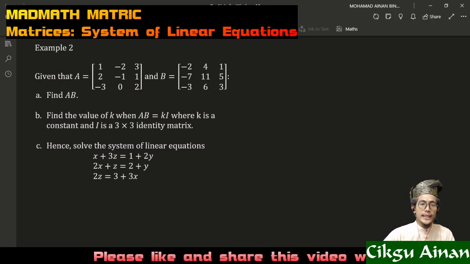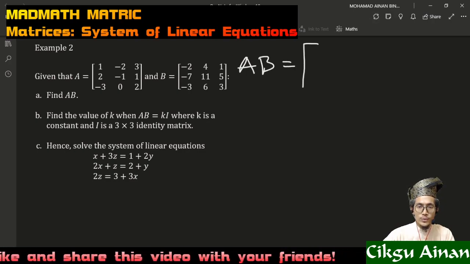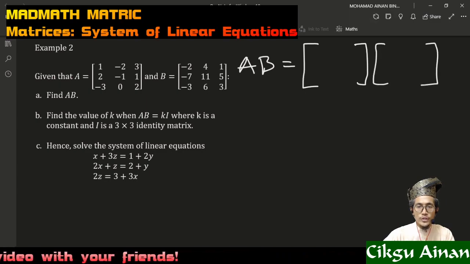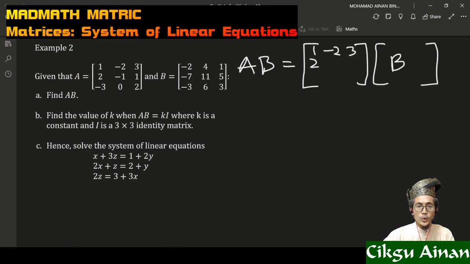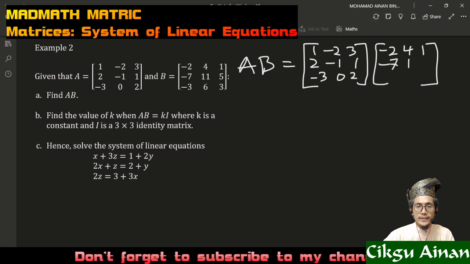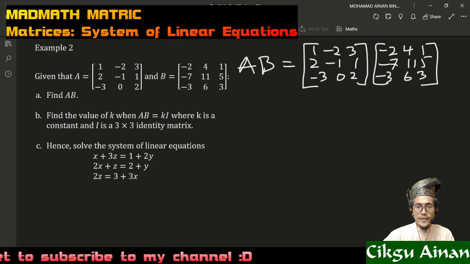So, no problem, let's just go through this question. What does the question want? Multiply A and B. So what do we do? You just copy the matrices. This is A and this is B. A is 1, minus 2, 3, 2, minus 1, 1, minus 3, 0, 2, while B is minus 2, 4, 1, minus 7, 11, 5, minus 3, 6, 3.